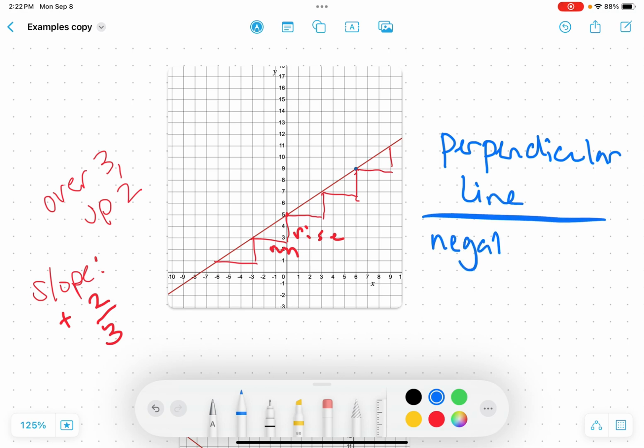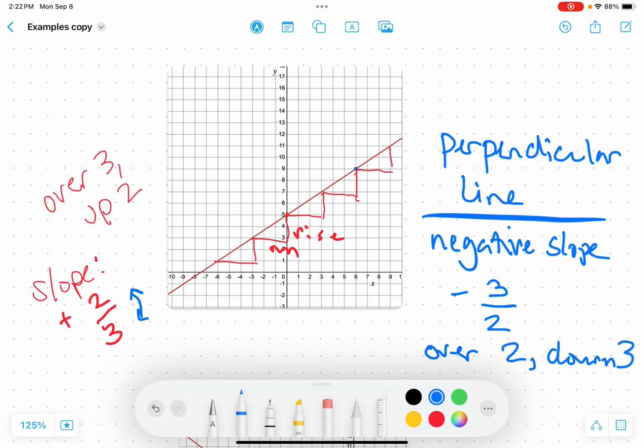So I know I'm going to have a negative slope. And I'm going to flip my rise and my run. So it's going to be -3/2. Or in other words, it's going to be over 2 down 3. So let me start at the point they've marked, over 2 down 3. Over 2 down 3. And now if I want to go backwards, I can just go over 2 up 3 to go backwards, and I'm going to get my perpendicular line that way. And you can see again, it makes this nice perfect corner.